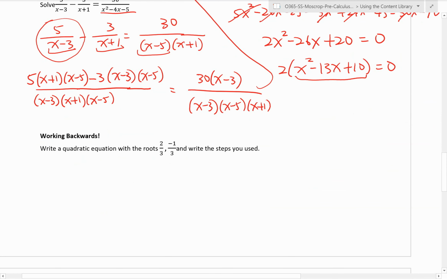Okay, now we can work backwards. It says write a quadratic equation with the roots 2/3 and -1/3.